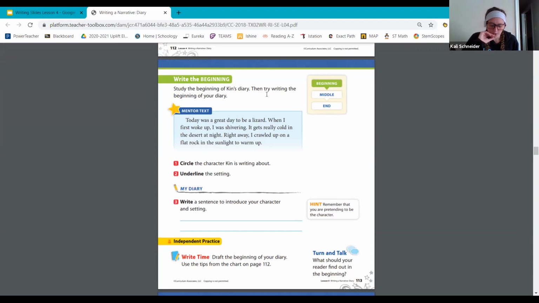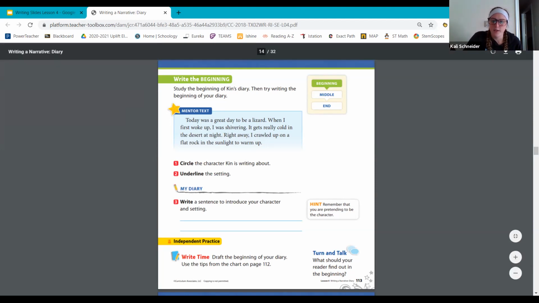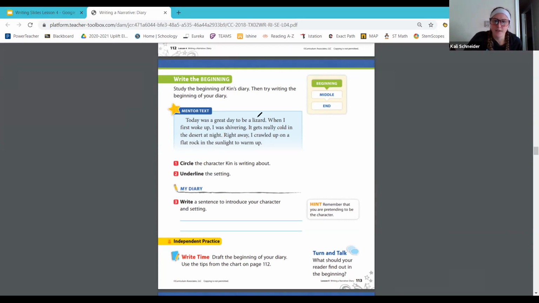Okay, so I want us to look, and it says circle the character Ken is writing about. Well, obviously, we know our character right here. We're going to circle our character as a lizard. There we go, it's a lizard. So that's our character for Ken. And then number 2 says, underline the setting. Well, it gets really cold in the desert at night. So our setting of where the story takes place is the desert, okay?